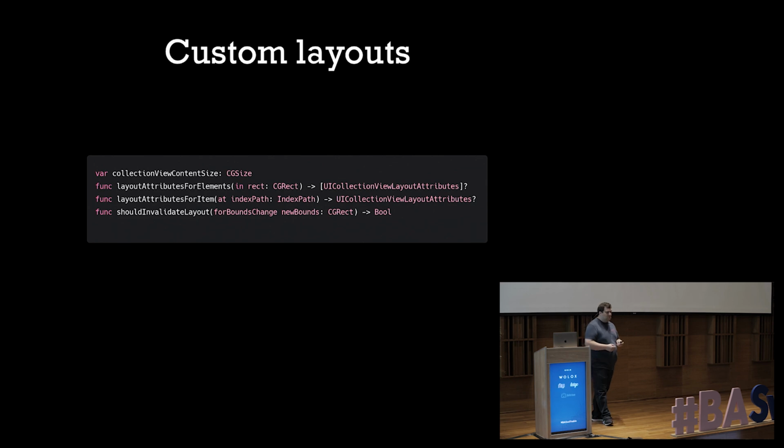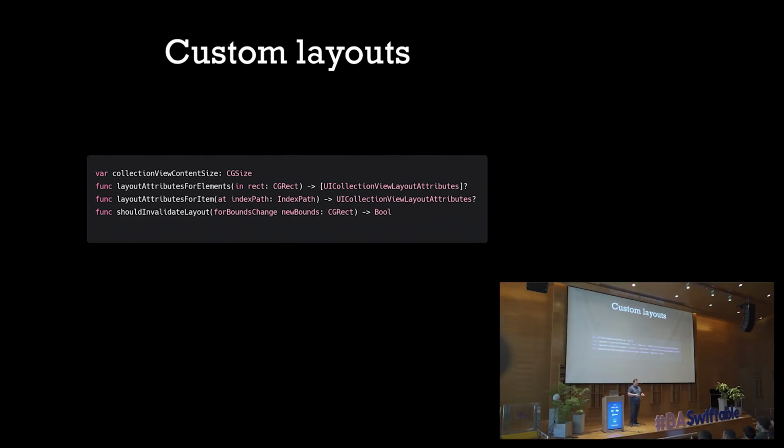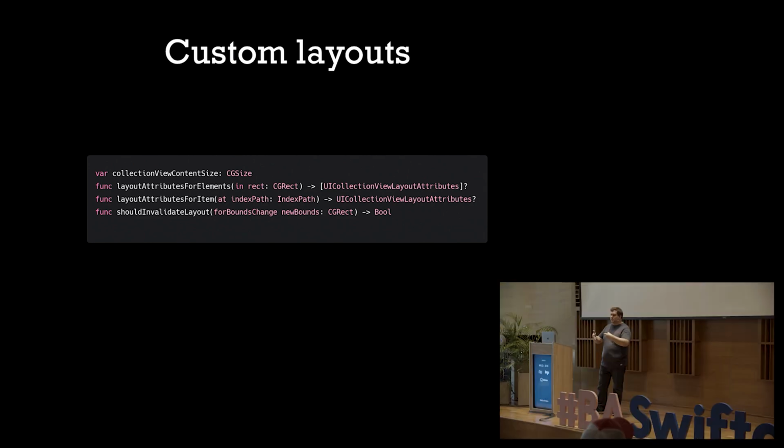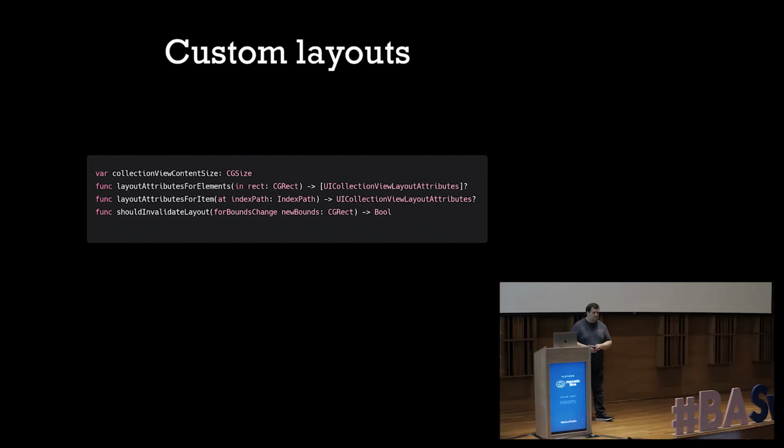Then we have to tell what are the layout attributes for the elements in a given rect, in a bound. And this is an array of collection view attributes. These attributes will tell us for an item what's its size, its position, what's the index between other elements, things like that. We can customize that. Then we have to tell for a particular item in an index path what are the attributes for that item.